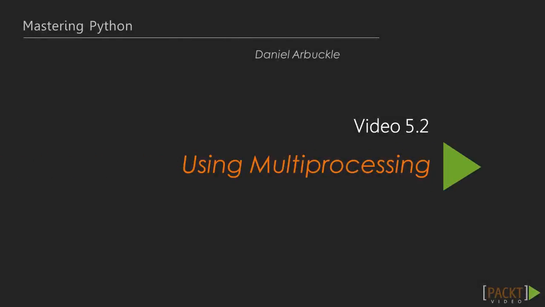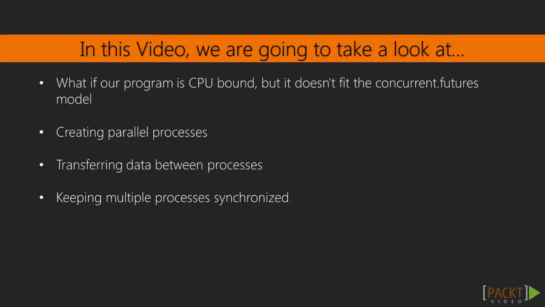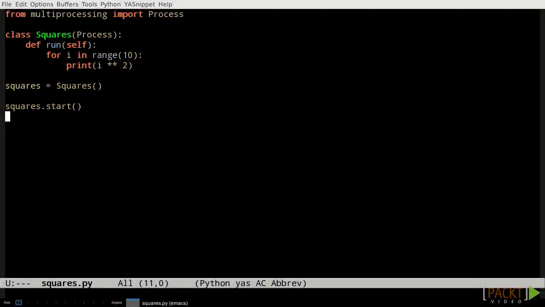5.2 using multiprocessing. What if our program is CPU bound but doesn't fit the concurrent.futures model? We're going to look at creating parallel processes using the multiprocessing package, transferring data between those processes, and keeping the processes synchronized. Imagine for a moment that we're writing a program that is CPU bound, and we can break the program's duties up into several pieces that could be run simultaneously on different cores.